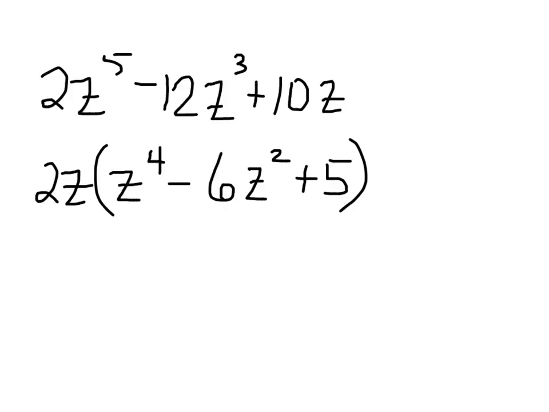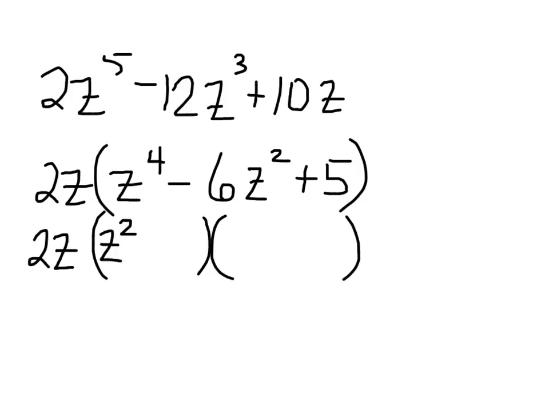Yesterday I talked about quadratic types. Do you see how the highest exponent's a 4 and the middle one's a 2? See how the middle one is half as big as the first one? That's a quadratic type. So what times what gives me z to the fourth? z squared and z squared. What times what gives me 5 but adds up to be negative 6? Negative 5 and negative 1. When I multiply them, it gives me positive 5, but when I add them, it gives me negative 6.